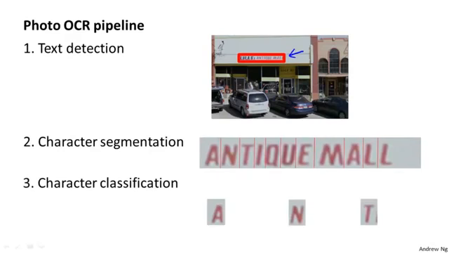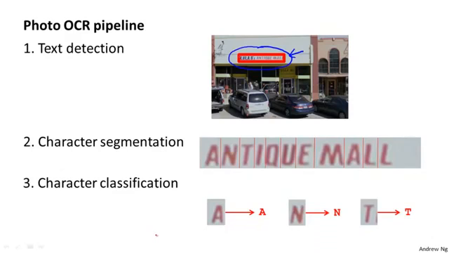And finally, having segmented out into individual characters, we can then run a classifier which looks at the images of the individual characters and tries to figure out that the first character is an A, the second character is an N, the third character is a T, and so on. So that by doing all that, hopefully you can then figure out that this phrase is Lulubee's Antique Mall, and similarly for some of the other words that appear in that image.